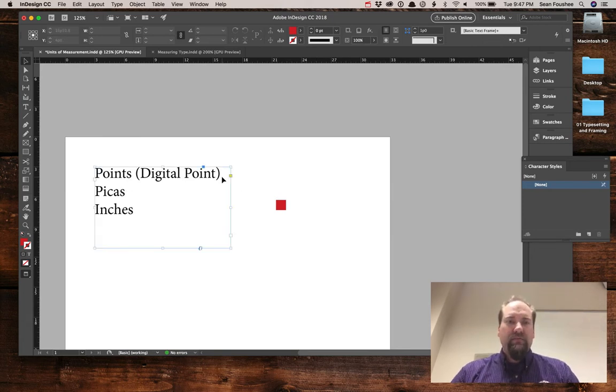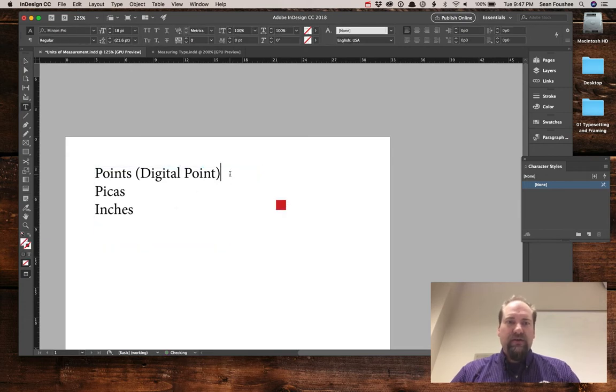So let me make sure everyone understands the abbreviations I'm using here. 1 PT would be a point. 1 pica, and I'll put a 0 there, and I'll come back to why that is in a minute, would obviously be for pica. So P is for pica, PT is for point. Inches can be written in one of two ways. You can either type 1 IN for inch, or you can use the inch mark. Either one will work.